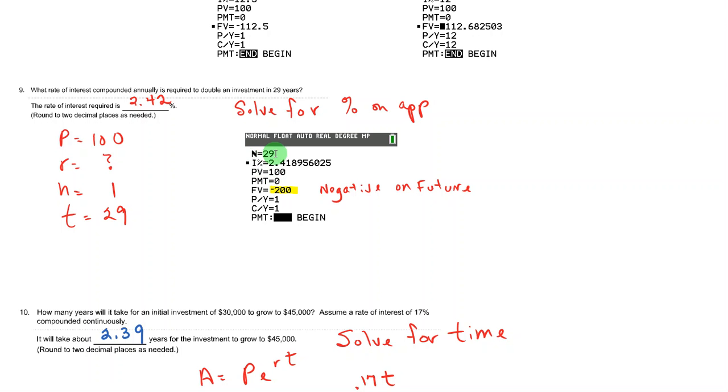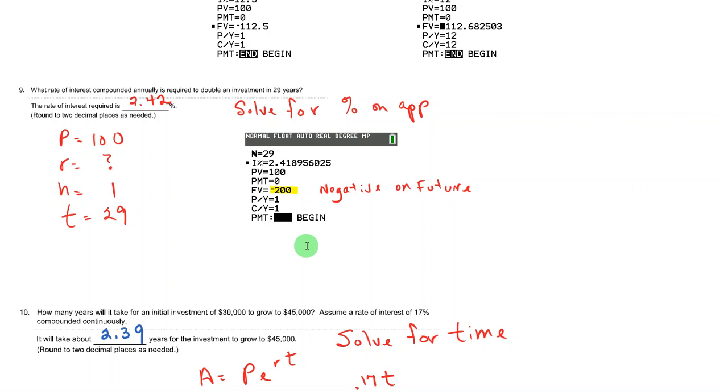put your 29, your compounding annually. So that's 1 time a year for 29 years. So your big N is 29. Here is 1 and 1. When you solve on interest rate, you get 2.418. You're going to round it to 2 places, so you'll have 2.42%.